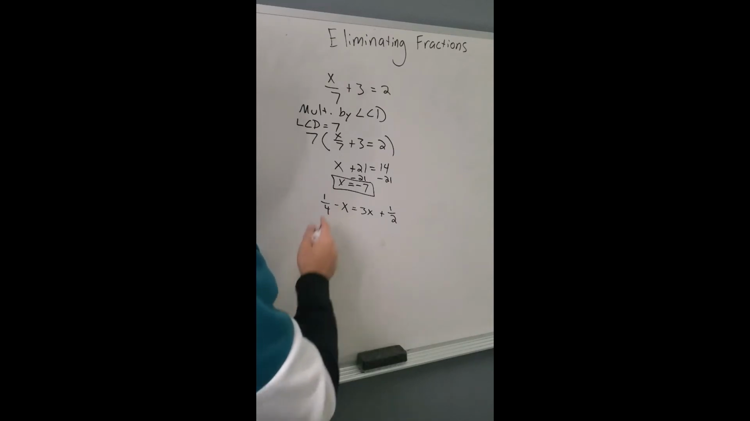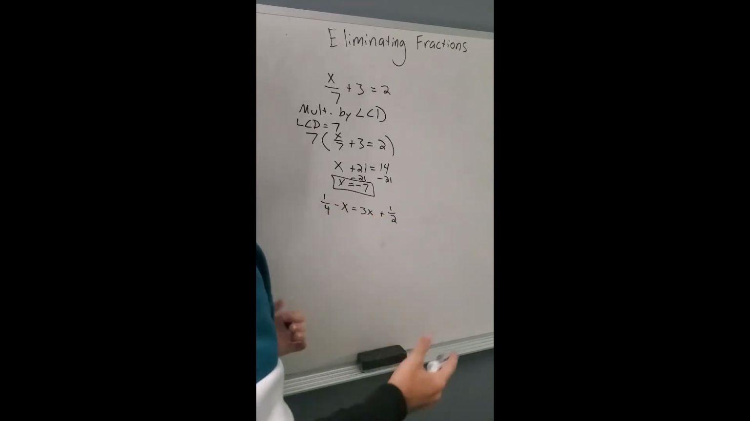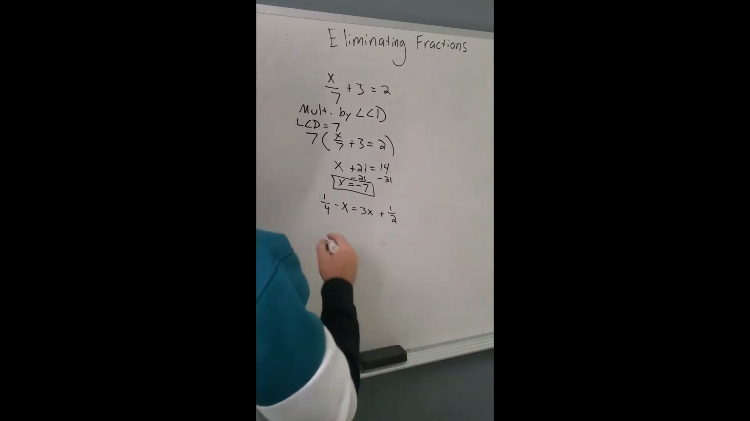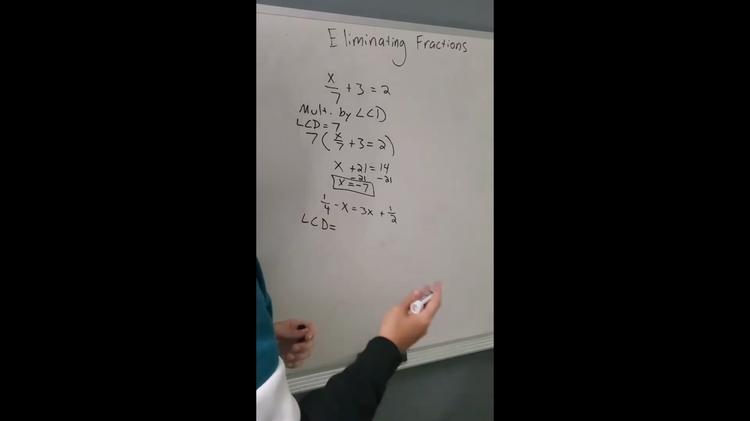Moving on to the next one, we have 1 over 4 minus x equals 3x plus 1/2. In this case, we have two fractions, and I did that on purpose. We have to practice finding the LCD. Now, I'll be honest, I kind of went easy on this one. The LCD is going to be 4.